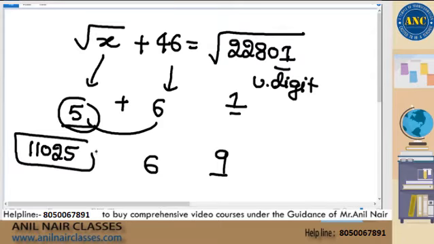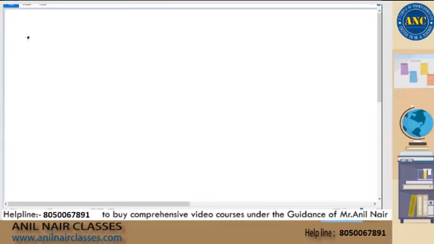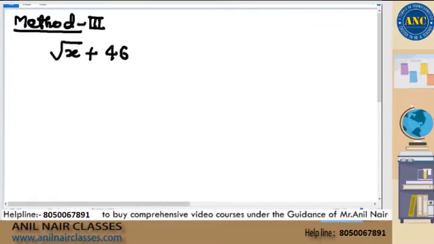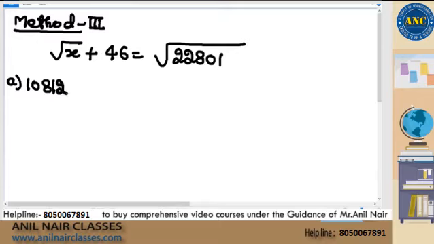We will take a problem, and we will discuss multiple concepts through problems. 5 plus 6 is 11, 5 square is 25. Model 3, please write down. Method 3. Not only this problem, any question on square root that you find in future, you should use this approach. Root x plus 46 is root of 22801. Options are 10812, second option 10816.